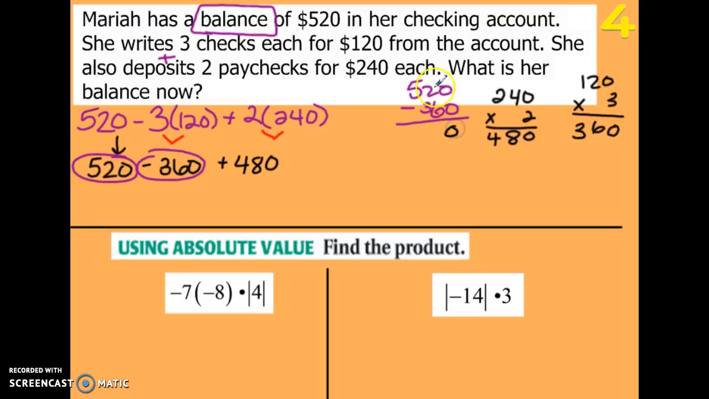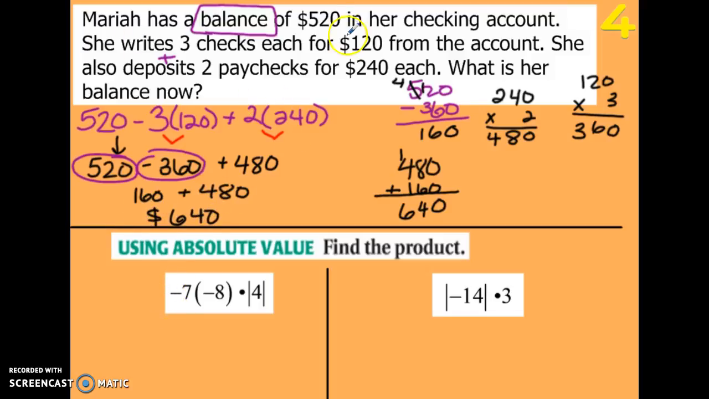0 minus 0 is 0. 2 minus 6 we can't do, so I'm going to borrow. Make this a 4. So 12 minus 6 is 6. And 4 minus 3 is 1. So this gives us $160. There's more positive, so it's positive. And then plus 480. Just add those up. 480 plus 160. We get zeros. 6 plus 8 should give us 14. And then 1 plus 4 is 5, plus 1 more is 6. So we end up with $640.